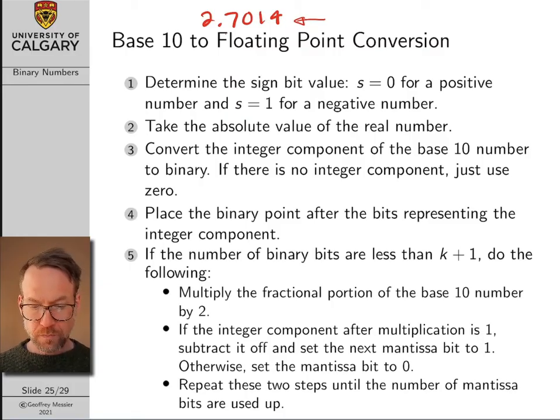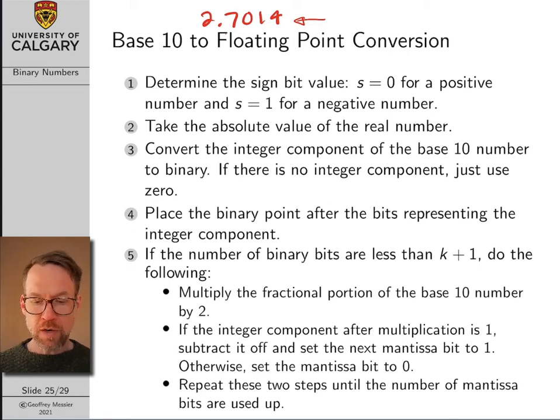We multiply the fractional component by 2, and if that's enough to create an integer component in our number, then our mantissa bit is equal to 1. And if it's not, then our mantissa bit is equal to 0. Then we multiply by 2 again and check if we have an integer component. If we do, the mantissa bit is 1, and if we don't, the mantissa bit is 0. Every time we do have an integer component, once we set our mantissa bit to 1, we subtract off that integer component. And what's the intuition behind this?